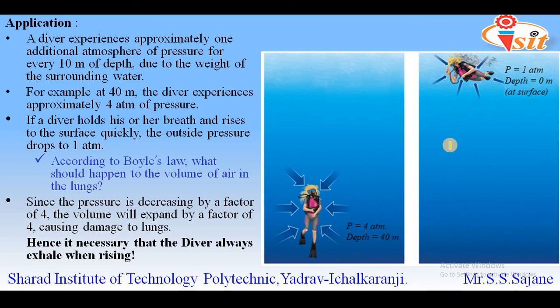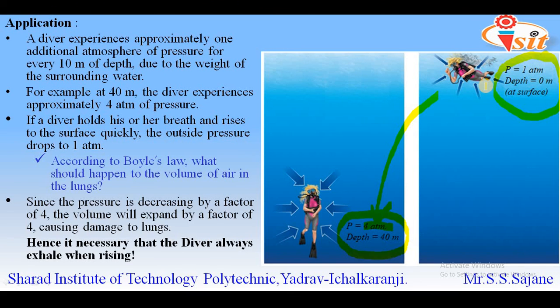This means that if the diver starts to swim to a certain depth, then as he goes inside the water, due to the weight of the water above him, the pressure goes on increasing as he moves deeper. For example, if the diver is at 40 meter depth, he will experience a pressure of about 4 atmospheres. As we know, the atmospheric pressure at the surface of the water is nearly 1 atmosphere. So when the diver is at a depth of 40 meters, the pressure increases 4 times, nearly equal to 4 atmospheres.